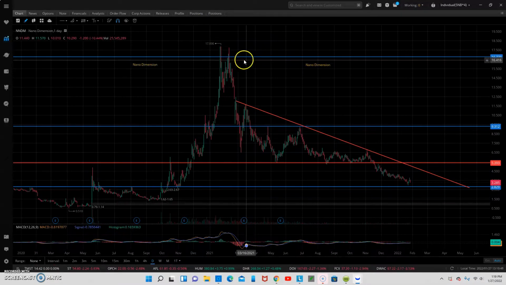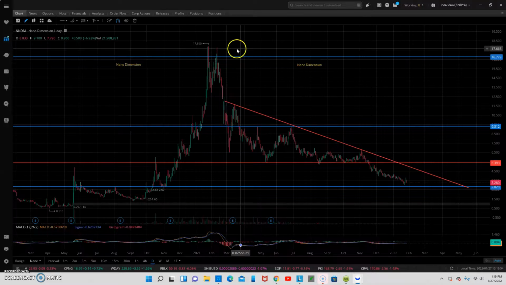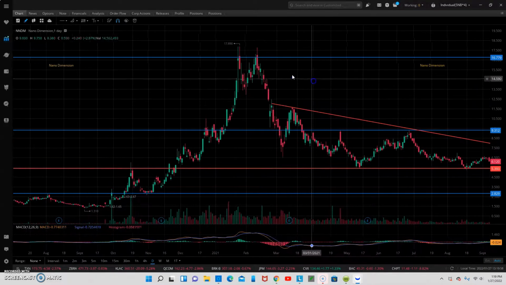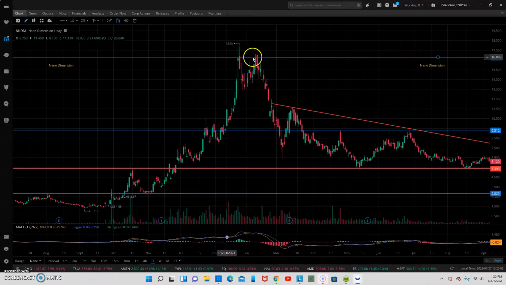Okay, so starting off at the top here, you can see I have my top resistance point at $16 and around 78 cents. Okay, let me zoom in for you so you can see here. That is where we need to get up to. We need to see a daily candle close above that point so we can move on to new all-time highs.